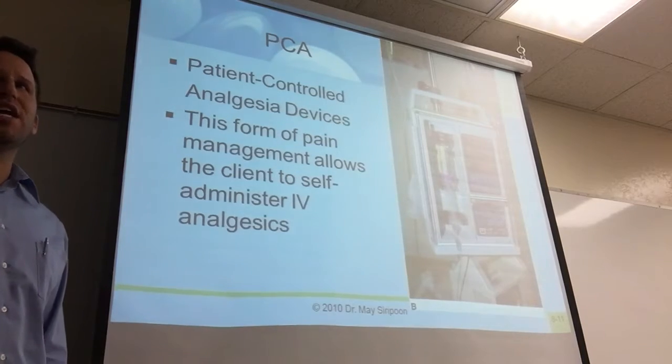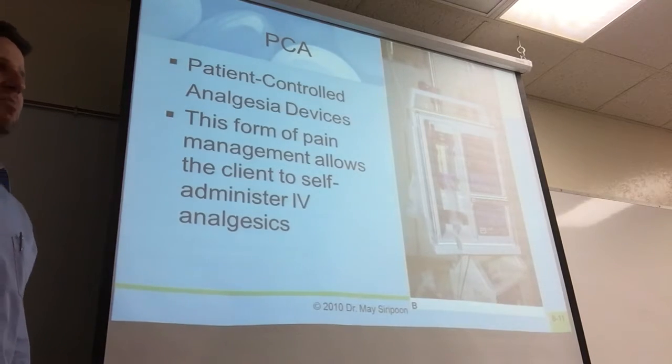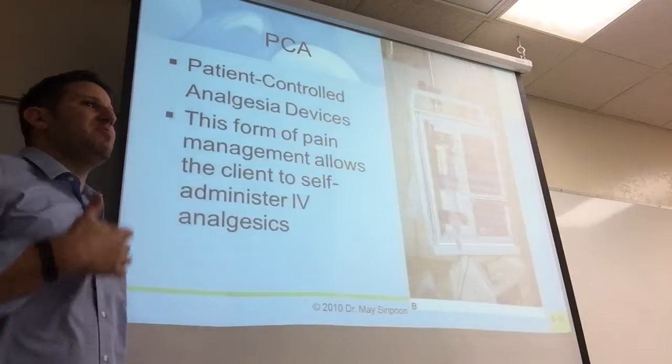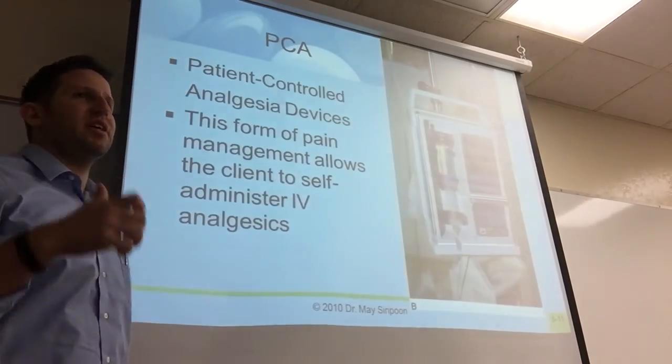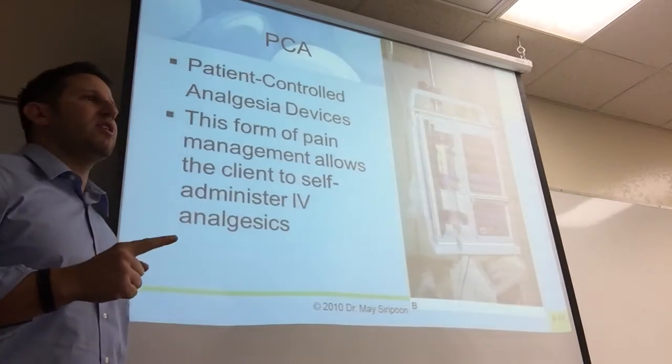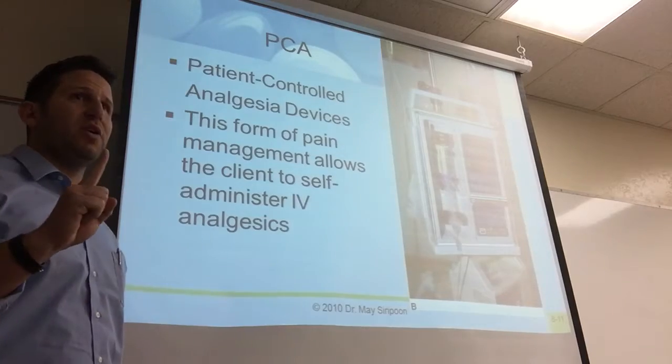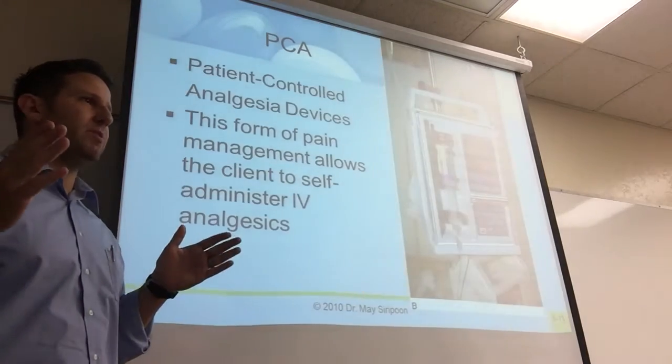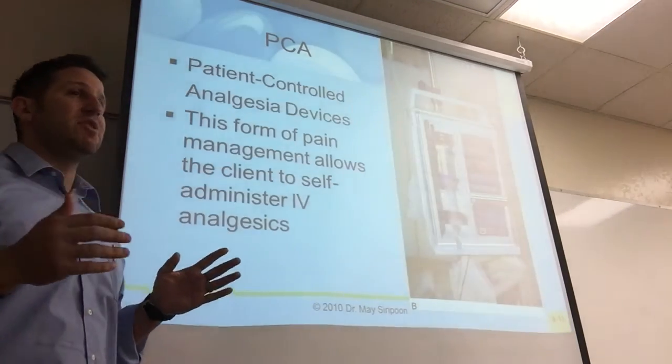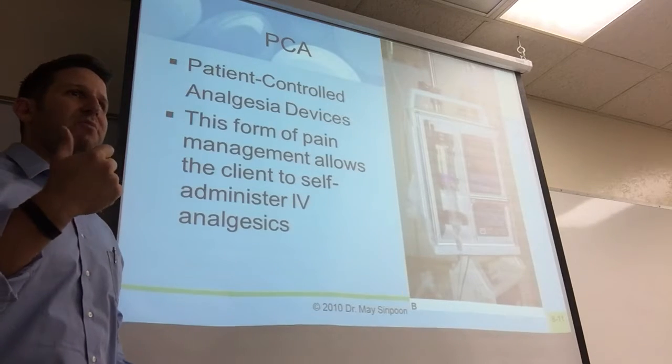You set the lockout. They can only get a medication dose every so many minutes. So if they push it once, and then push it 30 seconds later, and again 30 seconds later, they're only going to get the one dose, based on the time limit that you set. But something that the machine keeps track of is every time there's a demand.